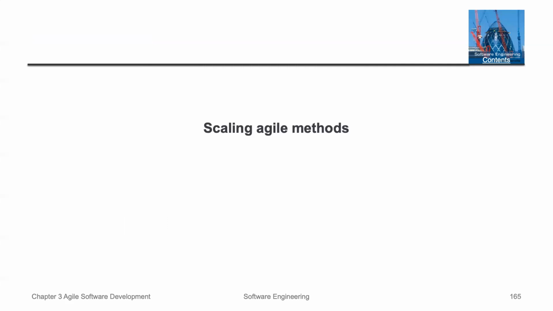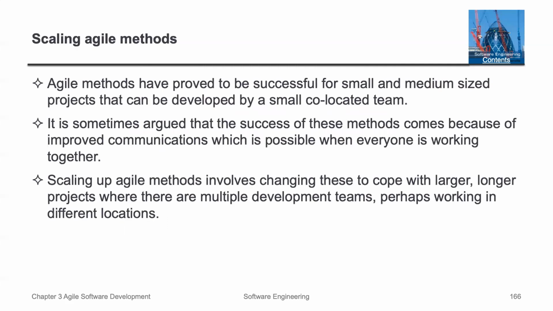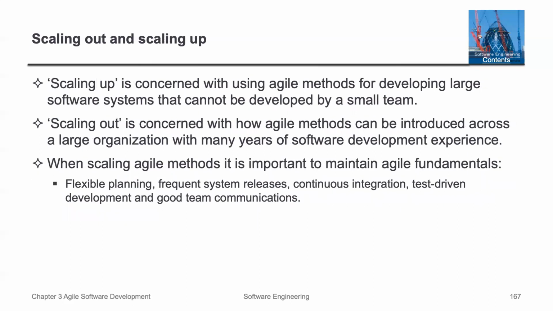So let's now talk about scaling Agile methods. Agile methods have proven to be successful for small and medium-sized products that can be developed by a small co-located team. It is sometimes argued that the success of these methods comes because of the improved communication which is possible when everyone is working together. Scaling up Agile methods involves changing these to cope with longer projects where there are multiple development teams perhaps working in different locations.